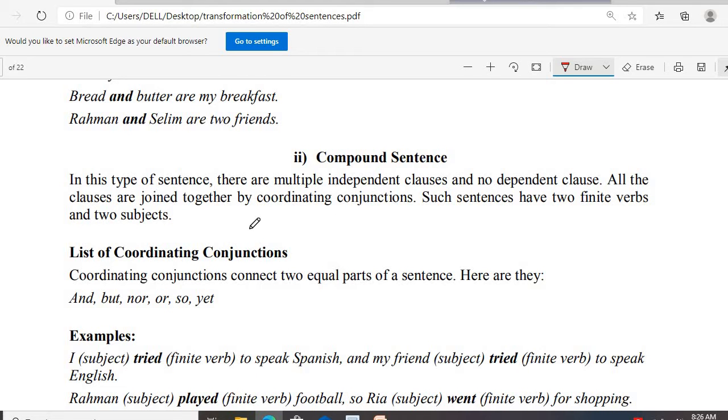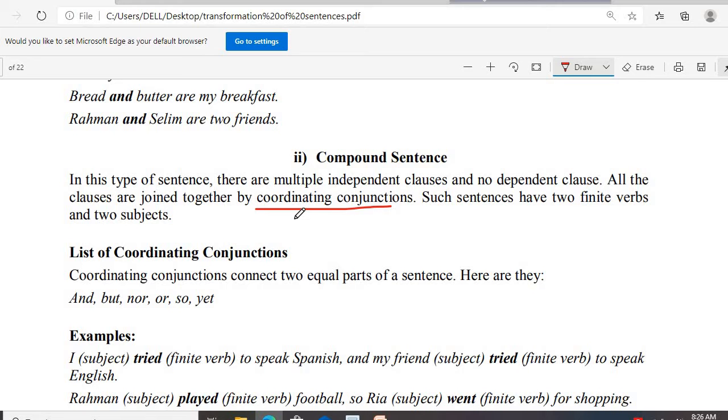All the clauses are joined together by a coordinating conjunction. You must remember this phrase, coordinating conjunction. Coordinating conjunction means the conjunctions that will join two principal clauses.